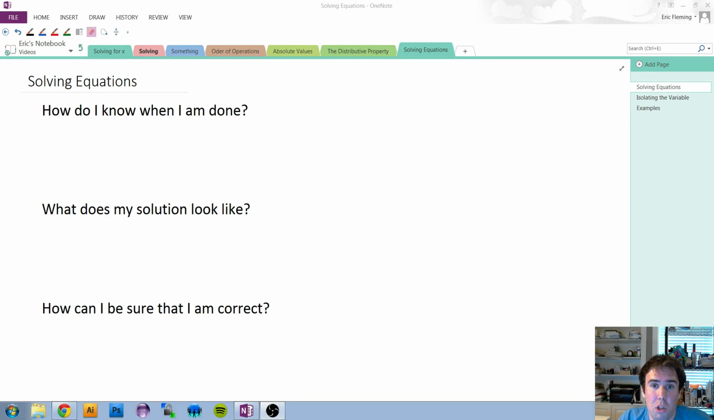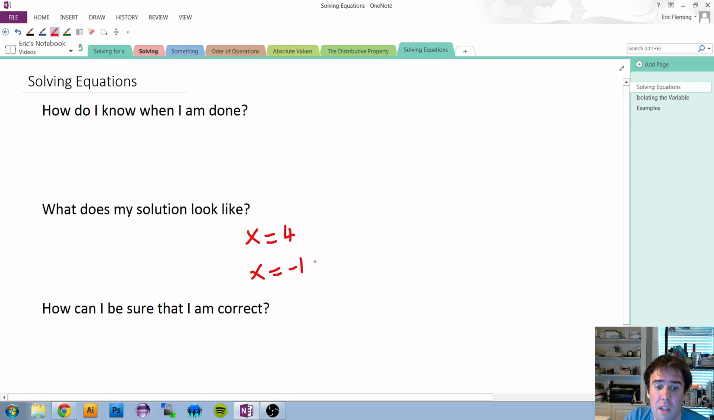What does my solution look like? And that comes into the category of how you know when you're done. You have to know what you're looking for to know if you're done. For our purposes, the solutions to equations generally look like this. X equals 4, x equals minus 10, x equals something. That we've whittled it down out of the total number of possibilities that x is definitely this number.